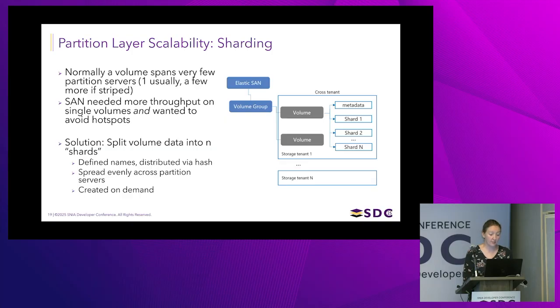So shards are created on demand, and they're spread very evenly. They're distributed via hash. So we basically hash all the information about the offset and the name of this volume and that sort of stuff, and we put that at the very beginning, so that we have a wide spread across that kind of alphabetical range. A little more complicated than that, but that's the rough idea.